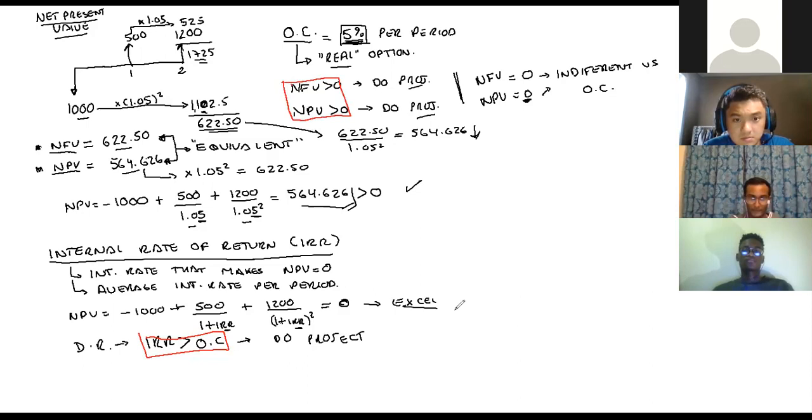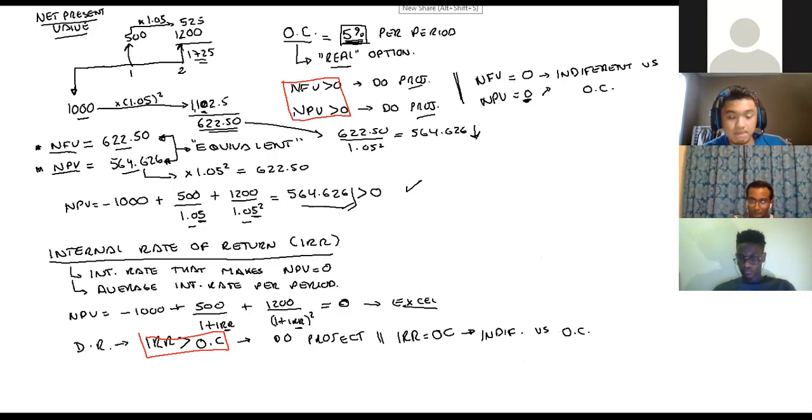Now, again, what happens if my internal rate of return equals my opportunity cost? What is the decision here? Indifferent. Exactly, you're going to be indifferent, always versus the opportunity cost. So I'm indifferent between investing in this project versus just putting your money in your second best, the opportunity cost. Make sense? Okay, so let's go back to Excel.